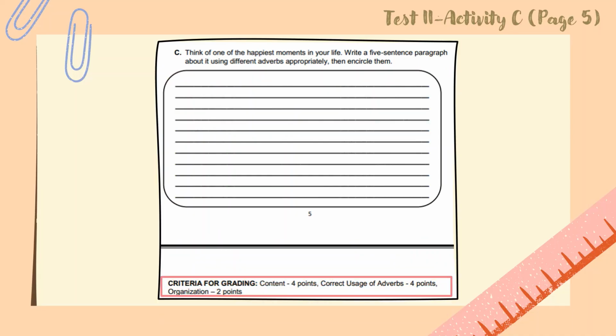Alright, we are now down to our last activity for this lesson. For Test 2 Activity C, found on page 5, think of one of the happiest moments in your life. Write a 5-sentence paragraph about it using different adverbs appropriately. Then, do not forget to encircle the adverbs used. The criteria for grading is also given below. Content for 4 points, correct usage of adverbs for 4 points, and organization for 2 points.